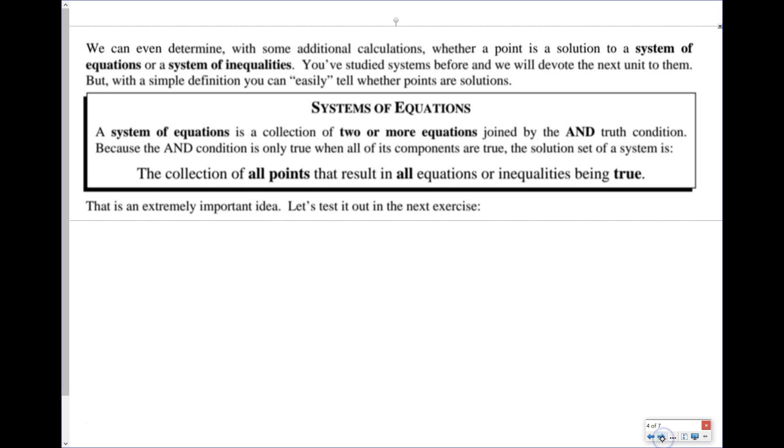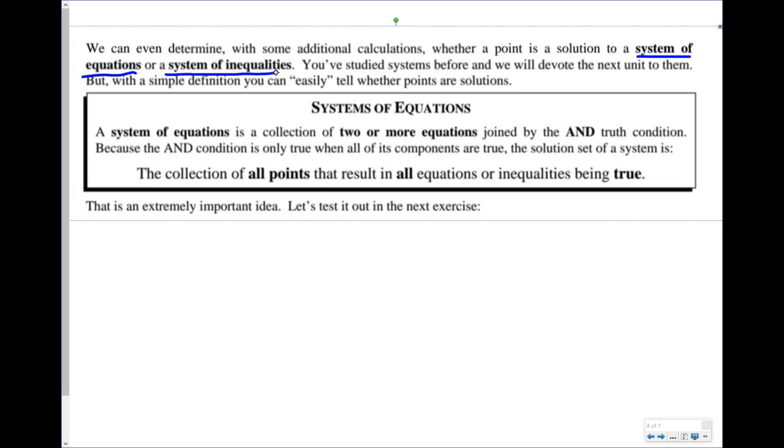Now let's go to another idea here. We've talked about now just simple equations, we've talked about equalities, but now let's talk about what happens when we have a system. So we can even determine with some additional calculations whether a point's a solution to a system of equations or a system of inequalities. You've studied systems before in 8th grade, and Unit 8 talks a lot about systems. So we're going to get a little head start here on this lesson right now.